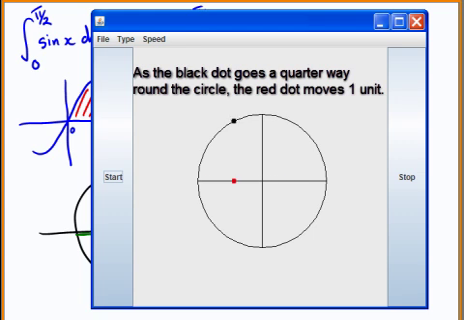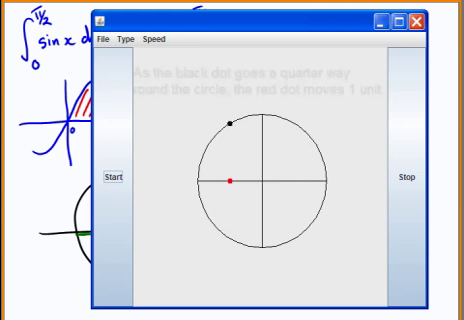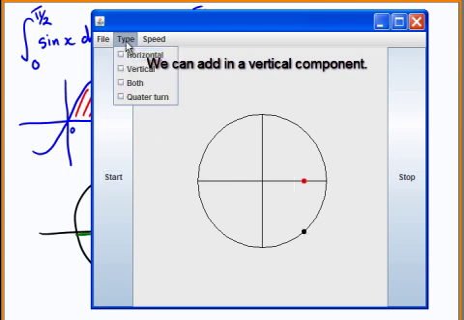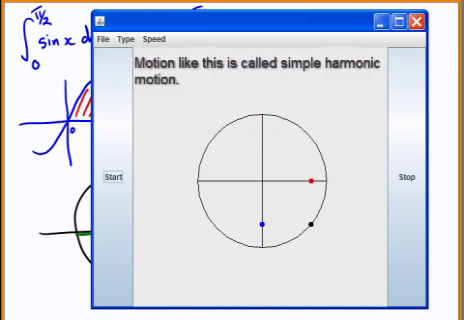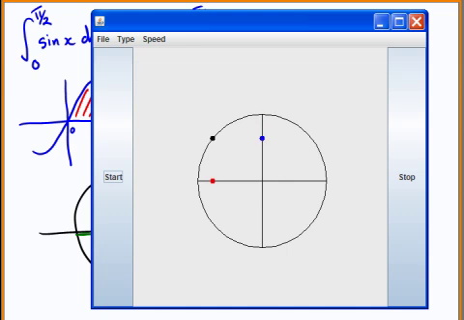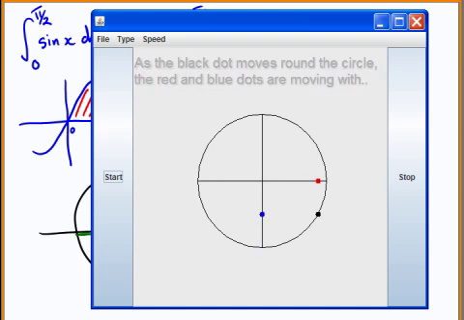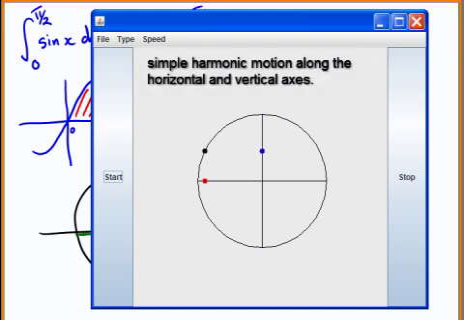The velocity of the red dot will be minus sine t, and of course the black dot has uniform angular velocity as it goes round the circle. We can add in a vertical component, shown here by the blue dot, and the velocity of the blue dot is cos t. Motion from a constant angular velocity around a circle like this is called simple harmonic motion. The blue and the red dots are both showing simple harmonic motion.